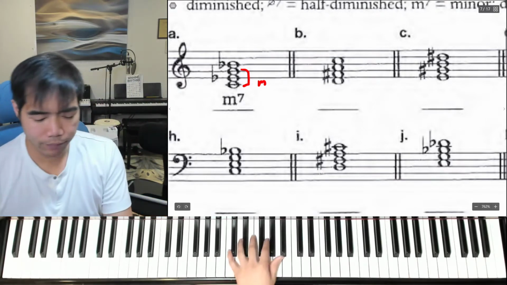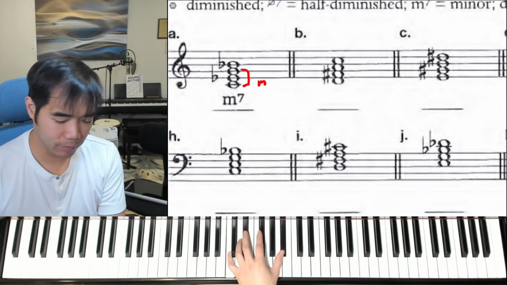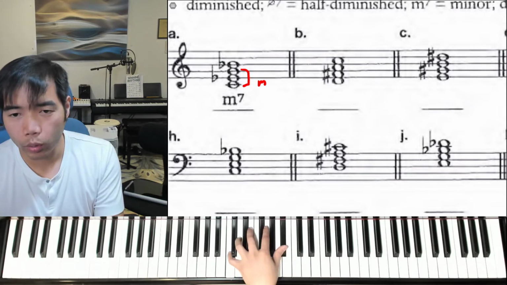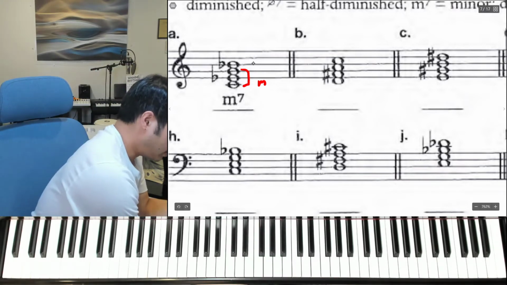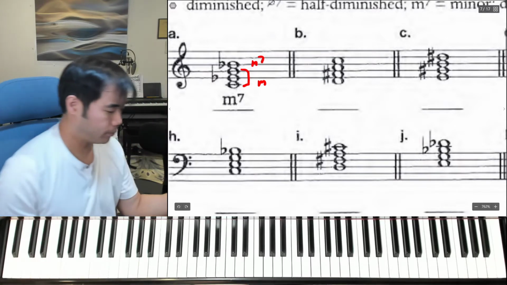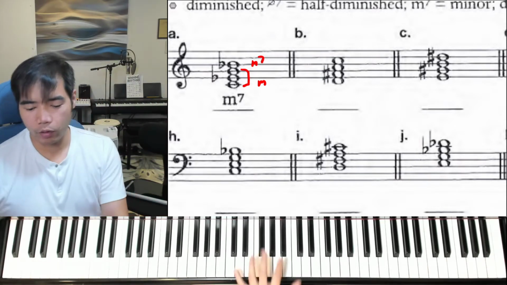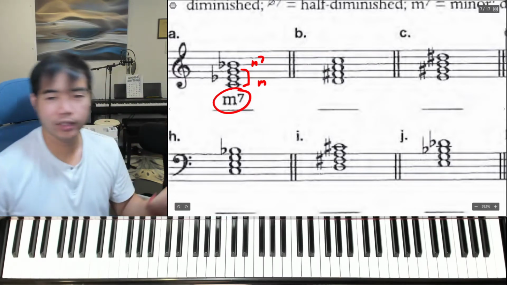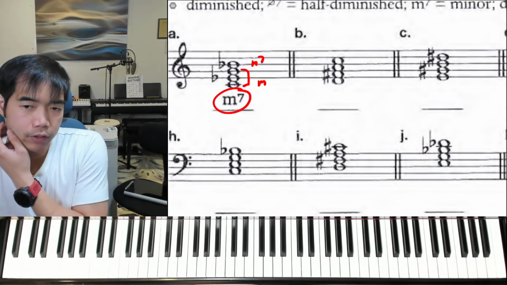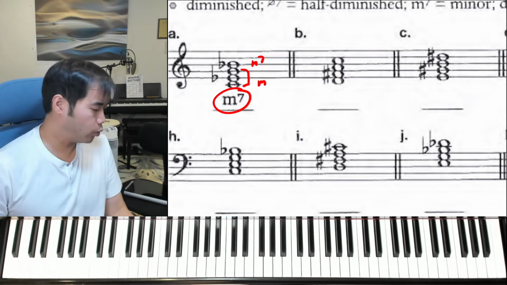And then the 7th, B flat, C to B flat. B flat is a whole step below the octave, C, so this is a minor 7th. Because remember, minor 7th is a whole step below the octave. Therefore, this is a minor 7th chord.